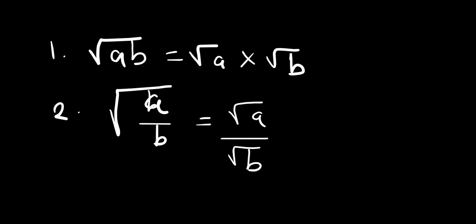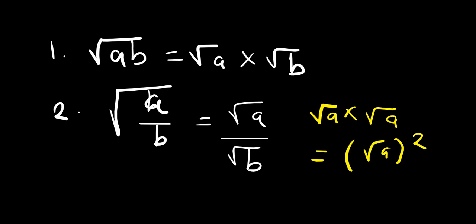Now there's also another rule that I must mention, because this one is also very, very important. If you have the square root of a multiplying by the square root of a, you're going to get the square root of a squared, because there are two. Now the square and the root will cancel, so you just remain with a. This is one of the important rules that you must remember as you'll be manipulating these surds.